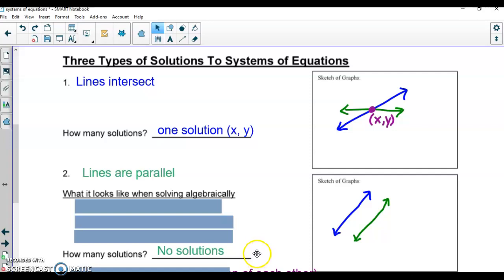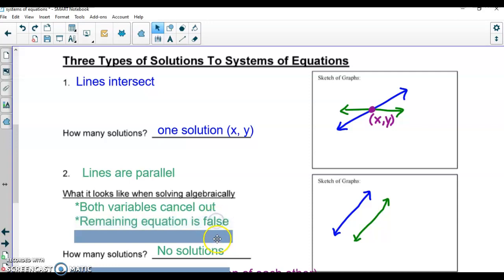When I get to solving them algebraically, what's that going to look like? Both variables will cancel out, so I'm not going to have an x or a y left in my equation, and my remaining equation is going to be false, meaning I'm going to end up with something like 7 equals 0 or 15 equals 6. So some equation that is not true. When that is the case, the lines will be parallel and we will have no solution.